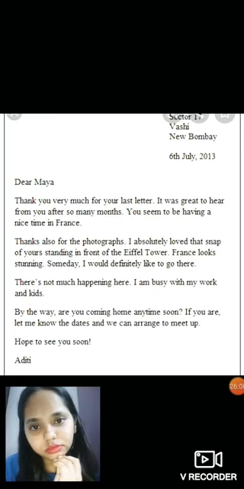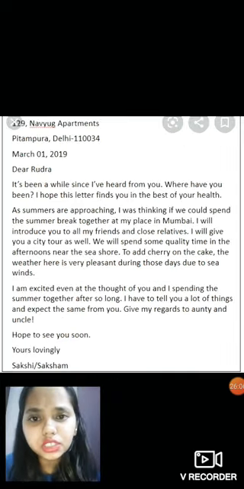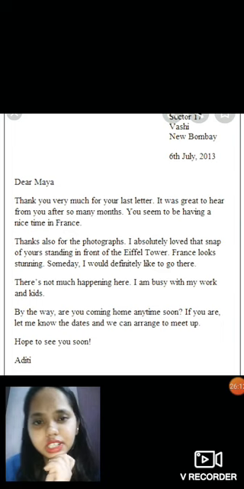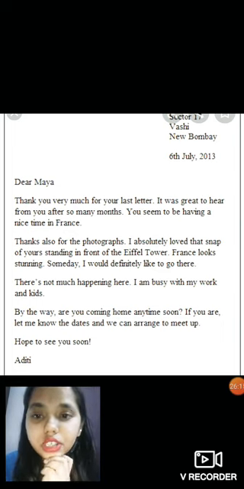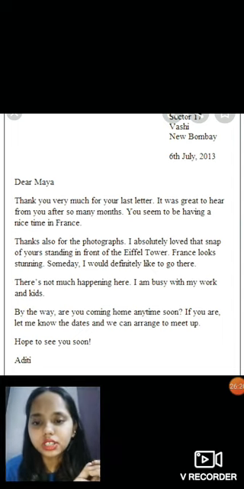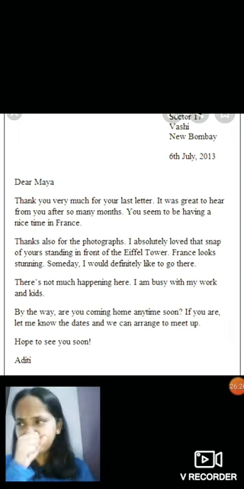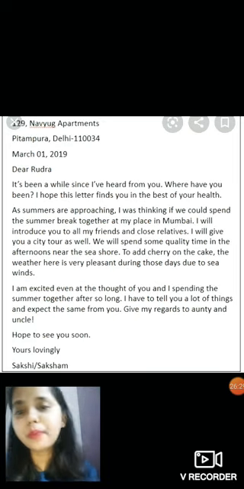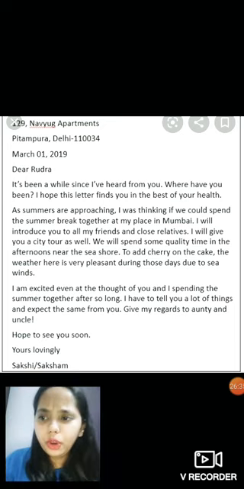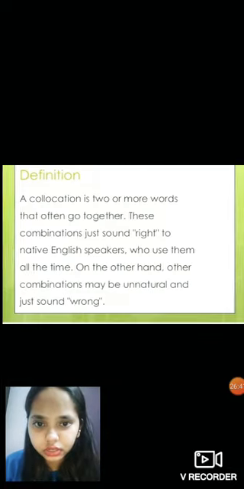Next, if I go, you see this. What is different over here and here? Nothing is a big change. Here the address is written towards the left hand side, but there the address is written towards the right hand side. Then the salutation, "Dear Maya," is written towards the left again, and then the whole body and "Hope to see you soon, Aditi" are also written towards the left. Both formats are correct, but the most accepted format is this one. Hope you have understood, students. Then we'll go further.